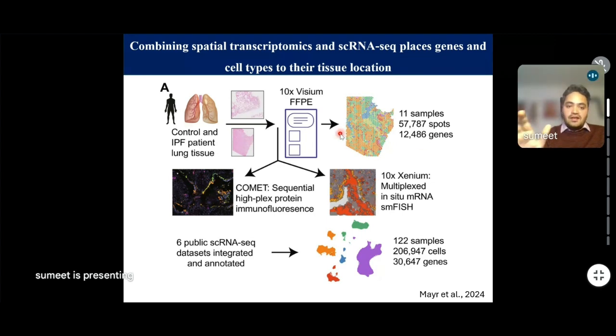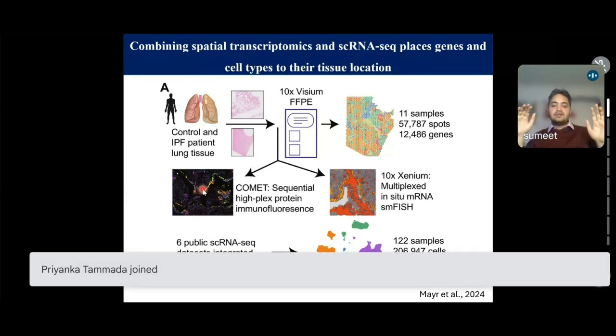So Visium is untargeted. This is a targeted technology, so you can do a minimum number of genes. And then there is this technology, which is known as COMET. What you can do is look at the protein expression in space. So without affecting the tissue architecture, you can look at the protein expression.